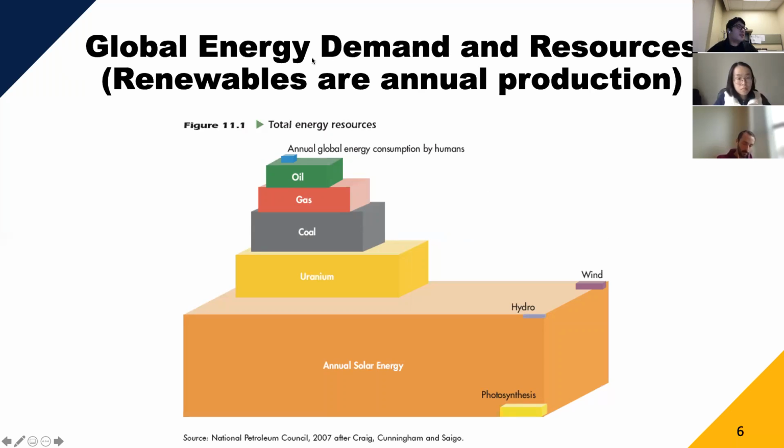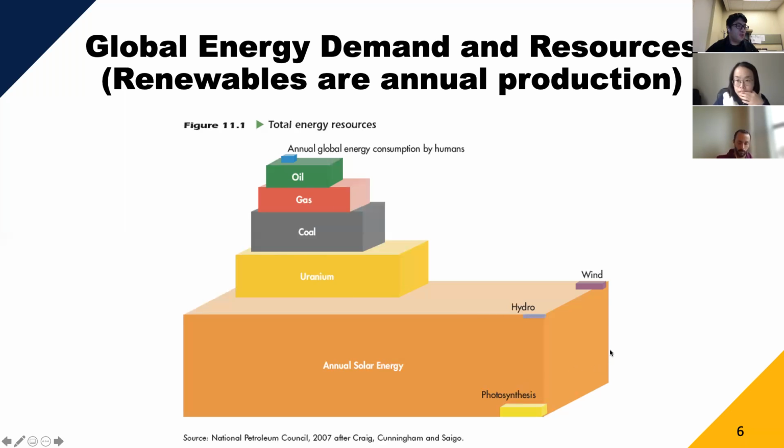Okay, so global energy demand and resources. This little blue box up here refers to the total amount of energy consumed by humans. And then you can see the size of our energy resources. Note that this blue box on top comprises a whole bunch of different fuels, right? It's not being satisfied by just one particular fuel. So we can see here the quantity in terms of energy resources.